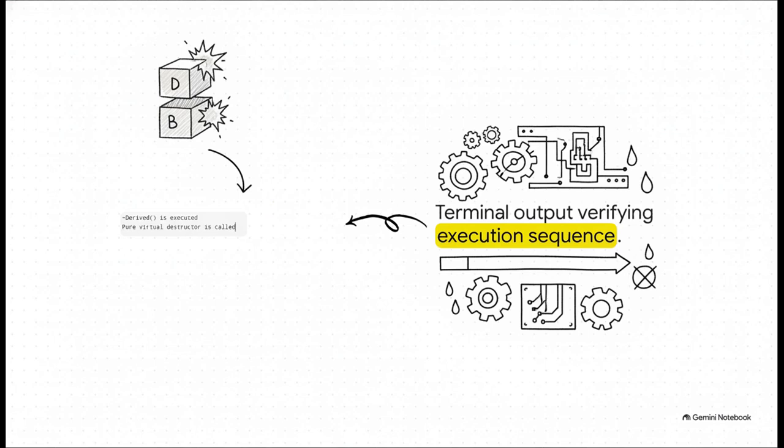When a dynamic child object is deleted, you'll see the destructors fire in a very specific, very safe order. The derived class destructor executes first, cleaning up the child-specific memory, and then it's safely followed by our pure virtual base destructor. This sequence basically guarantees you won't have any memory leaking.